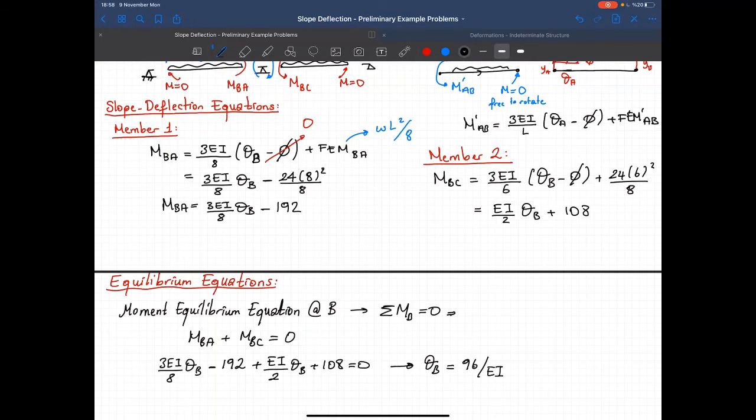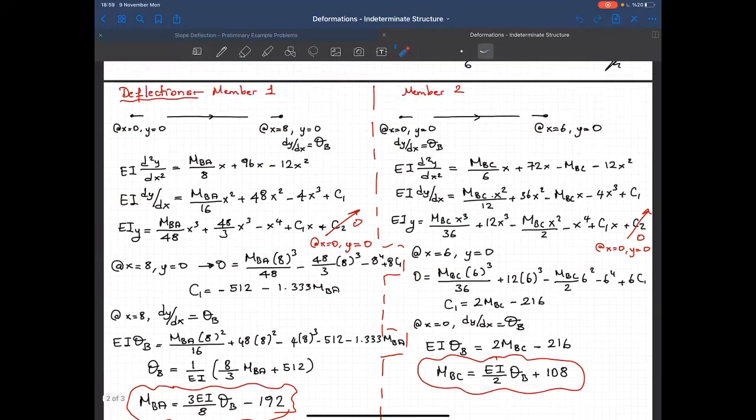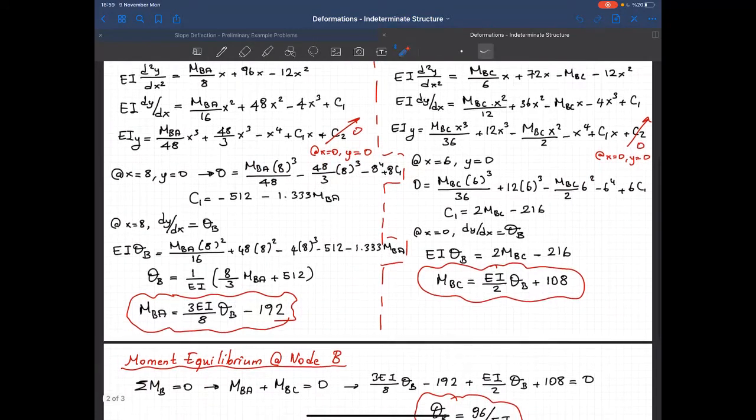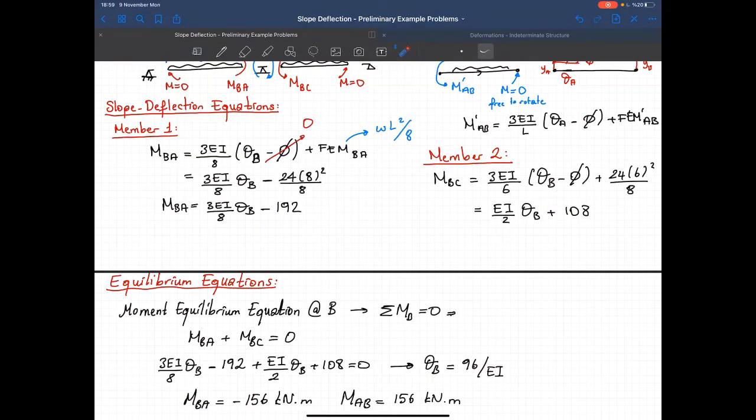And if you put this value of theta B into these 2 equations, we obtain MBA as equal to minus 156 kilonewton meters and MAB as equal to 156 kilonewton meters. Okay, so as you see, instead of doing all these calculations, I solve it in very simple steps.